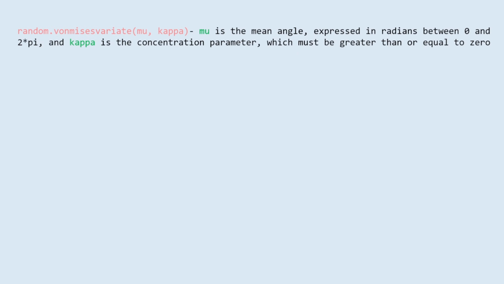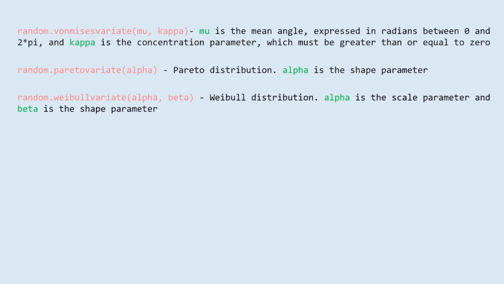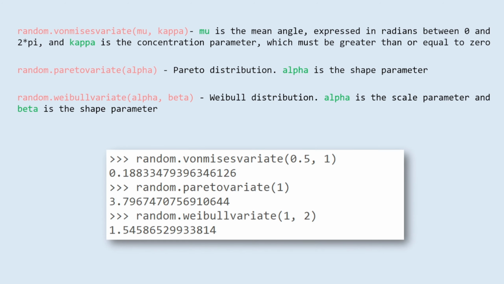vonmisesvariate, mu is the mean angle, expressed in radians between 0 and 2 pi, and kappa is the concentration parameter, which must be greater than or equal to 0. paretovariate, Pareto distribution. Alpha is the shape parameter. weibullvariate, Weibull distribution. Alpha is the scale parameter and beta is the shape parameter. And examples below.